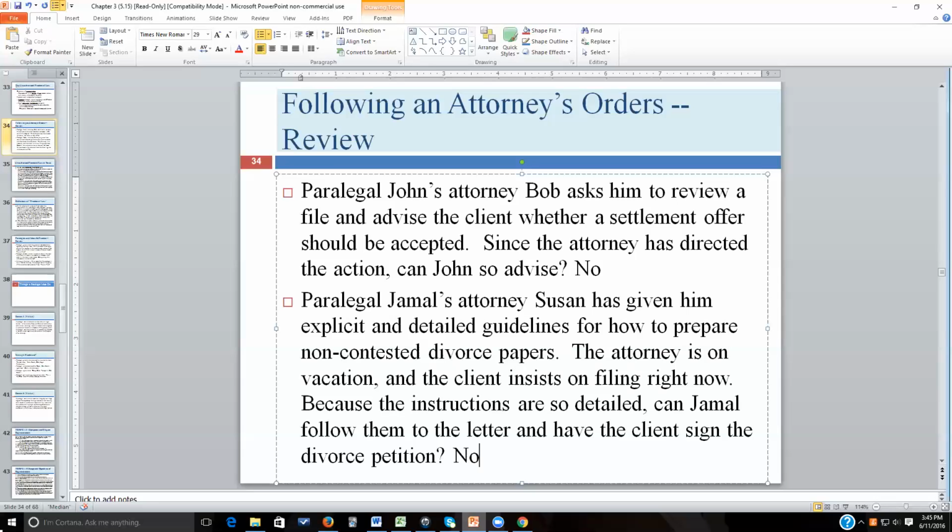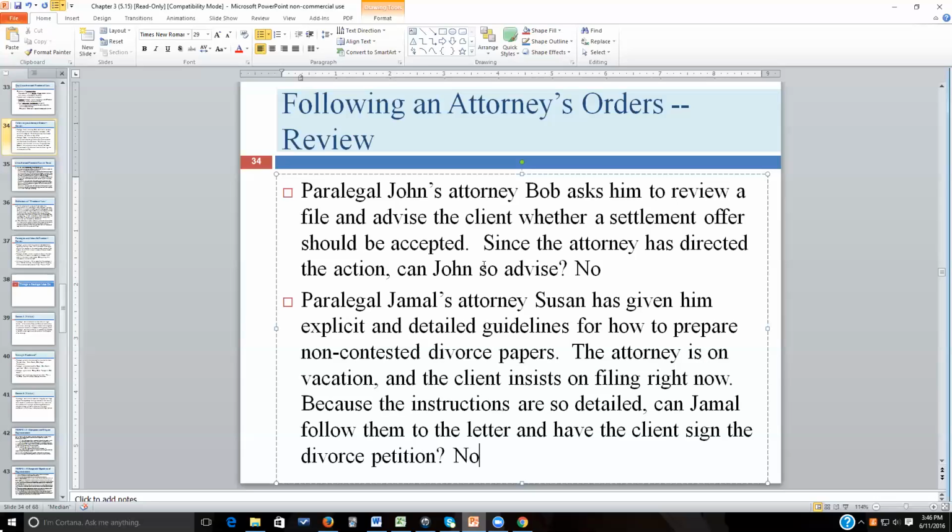But it doesn't really matter how explicit and detailed the guidance are. An attorney has to review it because there are just too many variables in that situation, too many things. Even though they're detailed and explicit, an attorney's instructions aren't going to cover every single piece of information that could affect the advice that is given.